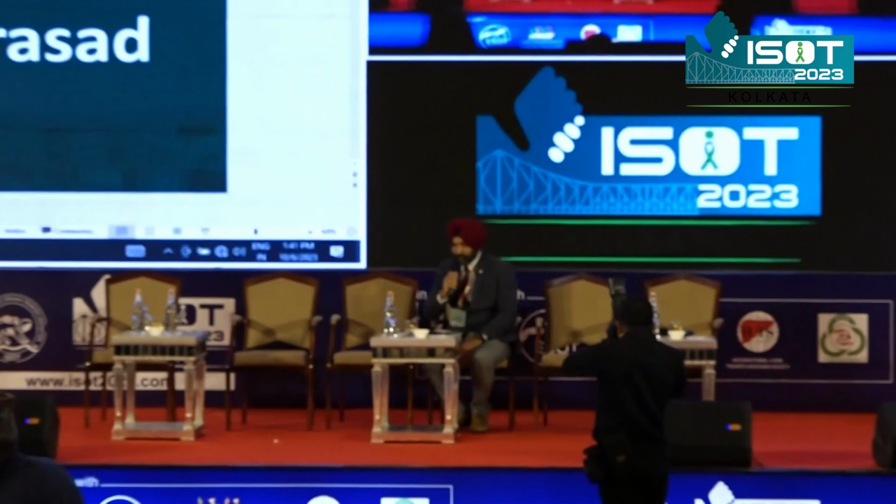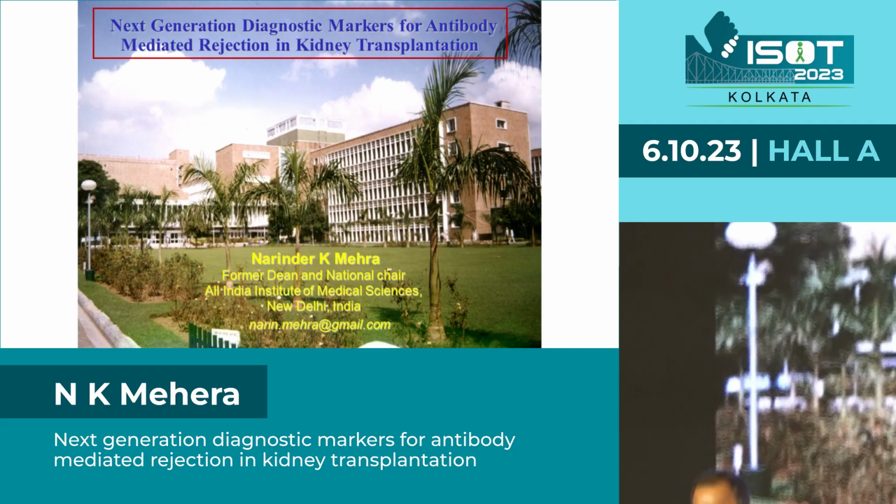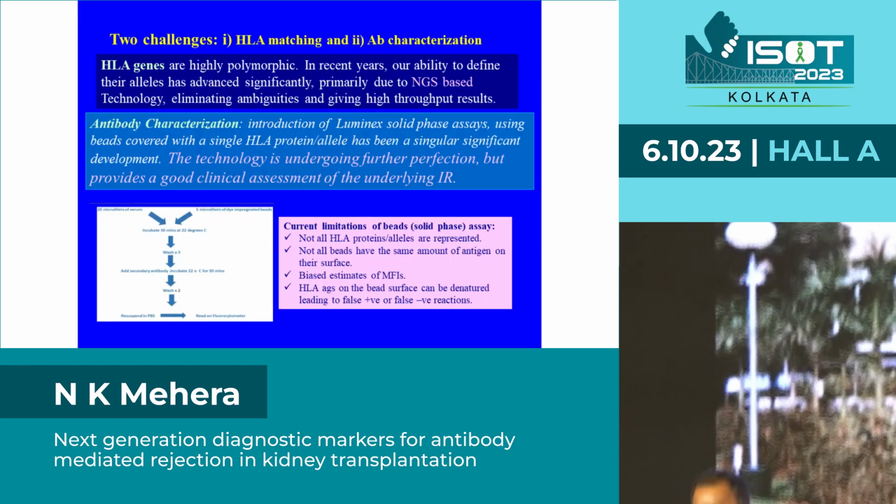Thank you very much. I thought I'll talk to this very learned group about the next generation diagnostic markers for AMR in kidney transplantation. As you already know, there are two challenges that we face from the laboratory point of view: matching and antibody characterization. HLA genes are very highly polymorphic. In recent years, of course, we have NGS-based typing, so the ambiguities are gone.